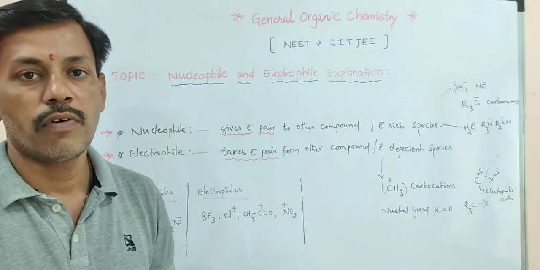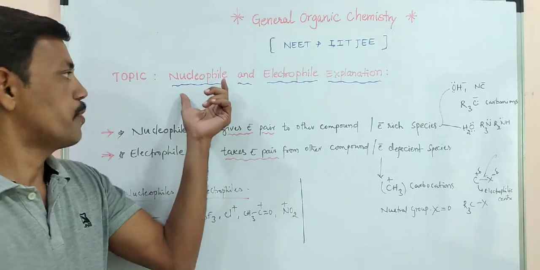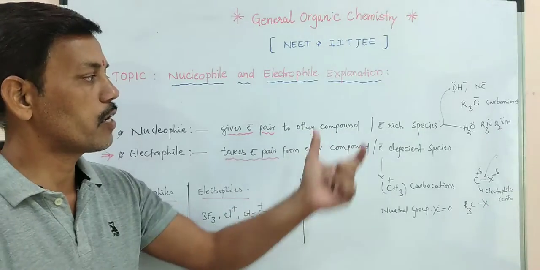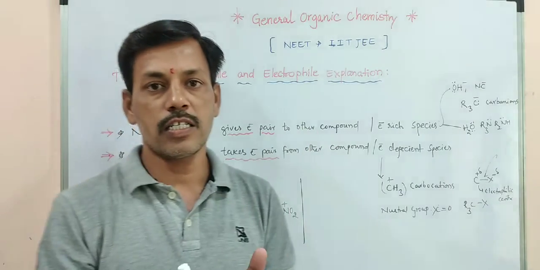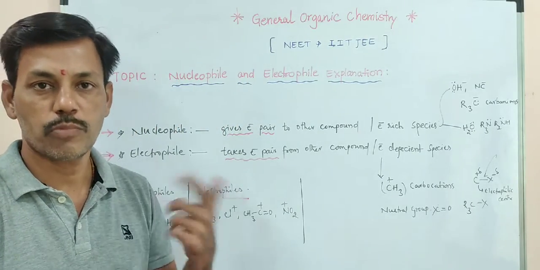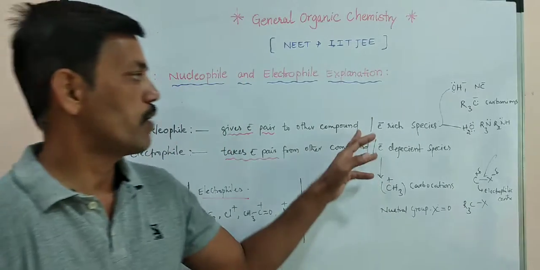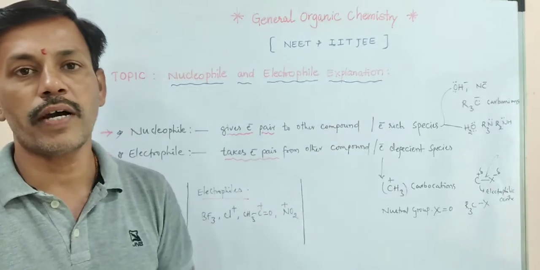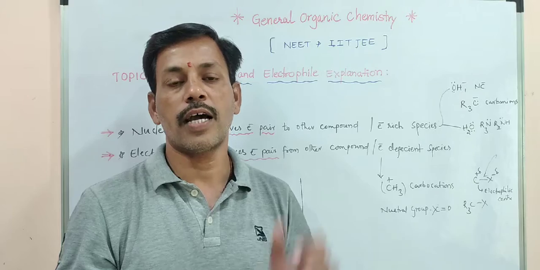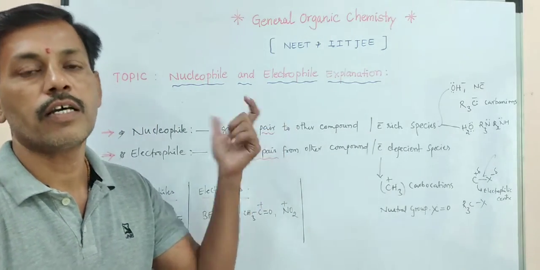So friends, as you know, what do you mean by nucleophile and electrophile? See here, the definition: a nucleophile gives an electron pair to another compound. A species which gives a pair of electrons to another compound or substituent is called a nucleophile. So here we have some examples. These nucleophiles are very rich in electrons, so electron rich compounds are called nucleophiles.